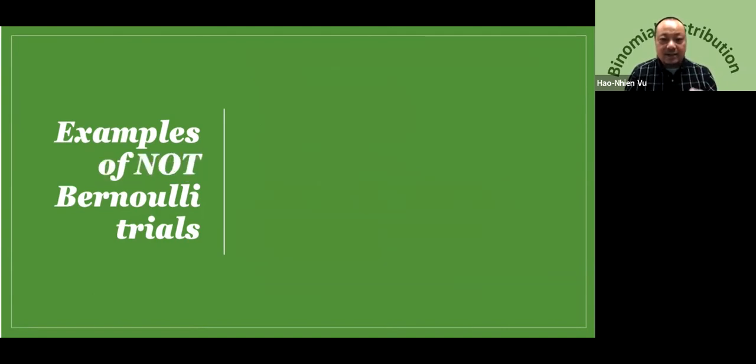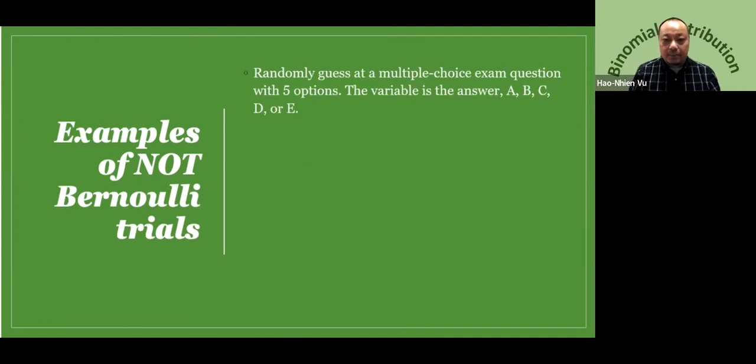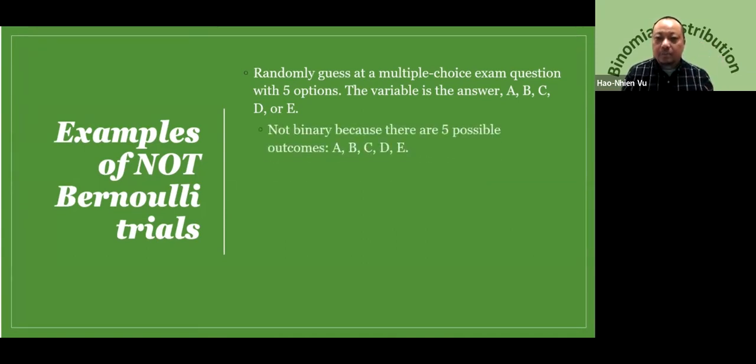Now let's look at some examples of things that are not Bernoulli trials. Let's say that you're still randomly guessing at a multiple choice exam question with 5 options, but instead of just figuring out whether or not you got it correct or incorrect, you actually keep track of what letters you're using. If that's your variable, then it has 5 possible values. And therefore, it's not binary, it's not Bernoulli.